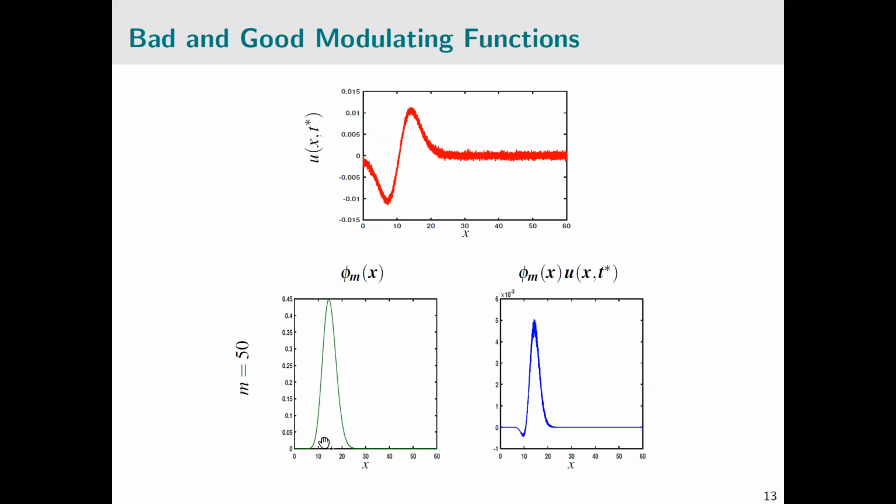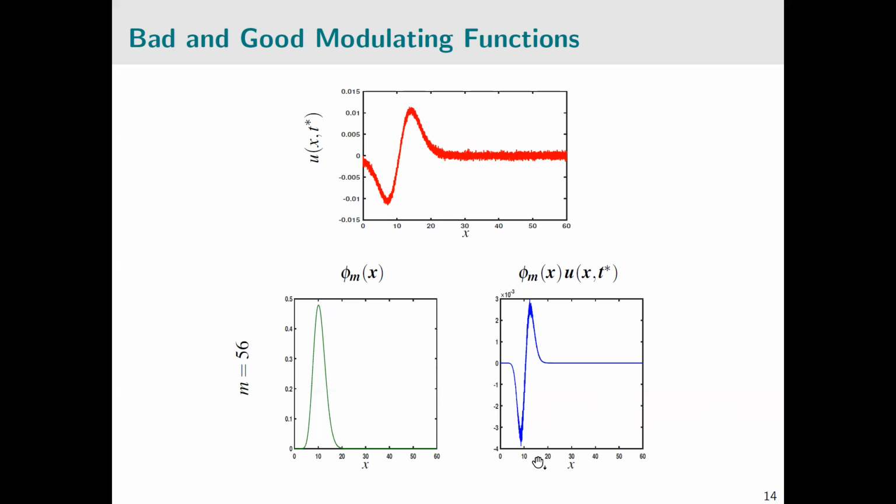And as you see here, when the compact support of the modulating function is in a position that is almost around the position of the informative part of the signal, we have a good product. And this is what we will call a good modulating function. So how can we get this good modulating function?